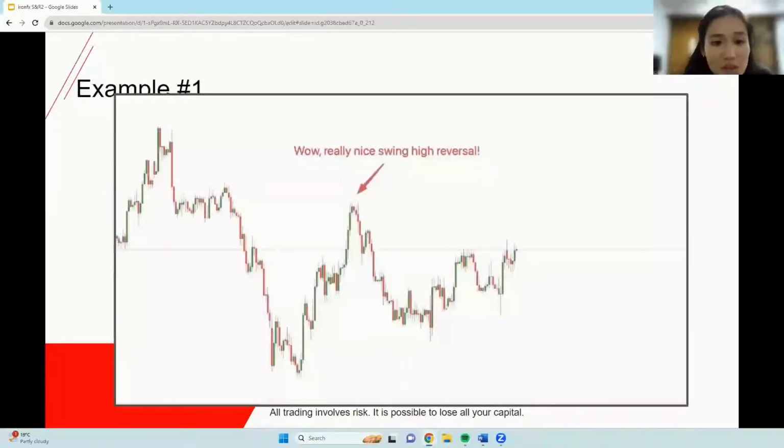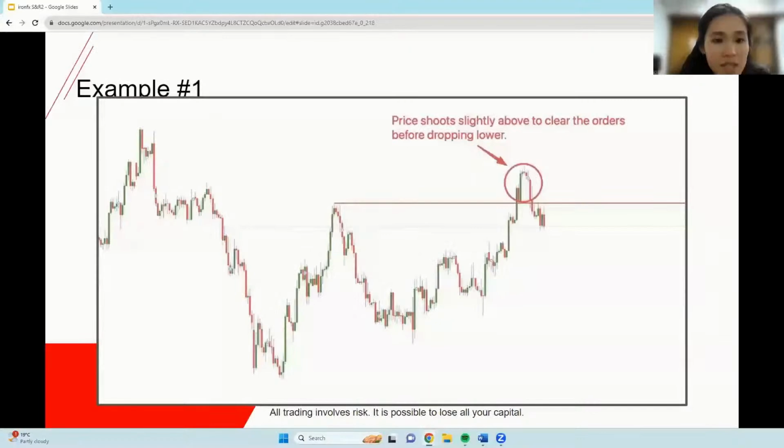So here's an example of a liquidity trap. Firstly, we see price reversing at the swing high. Once price surpasses the swing high resistance, it clears the orders and then it drops below the resistance again.